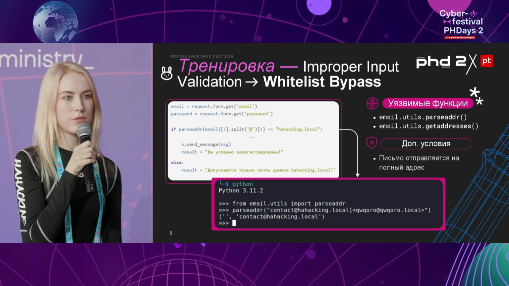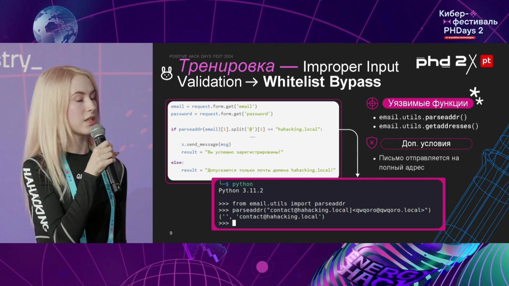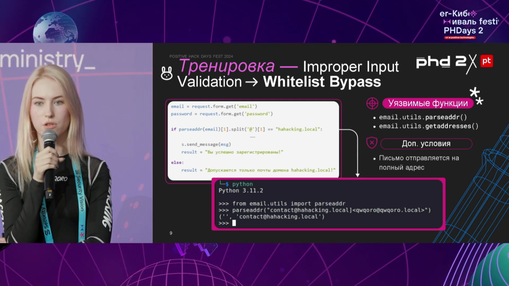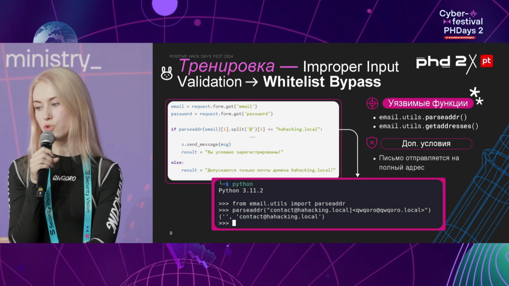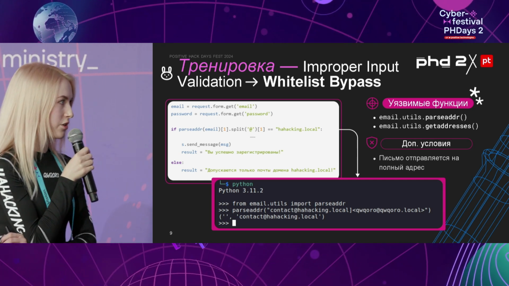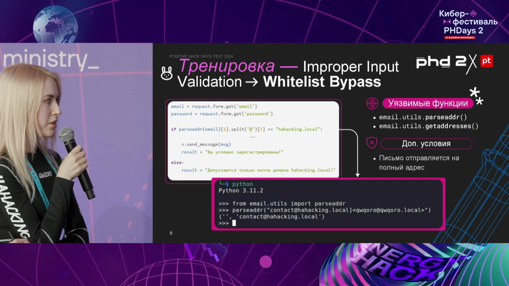I use parseaddr. It takes the parameter from the email, splits it by the @ and compares it to the whitelist, hacking.local. At the bottom, you can see how this function deals with an email address having an incomplete construction.